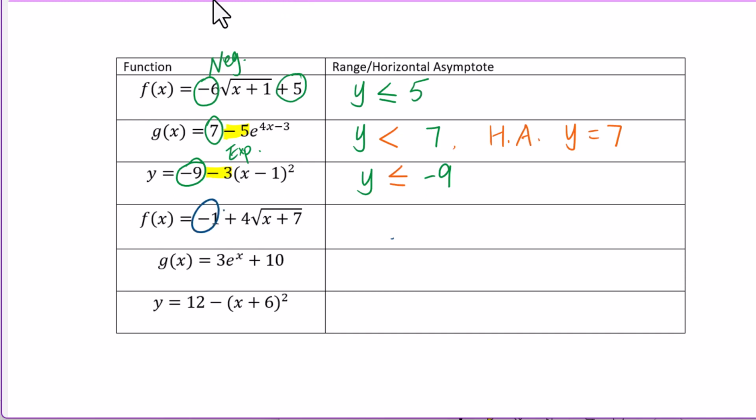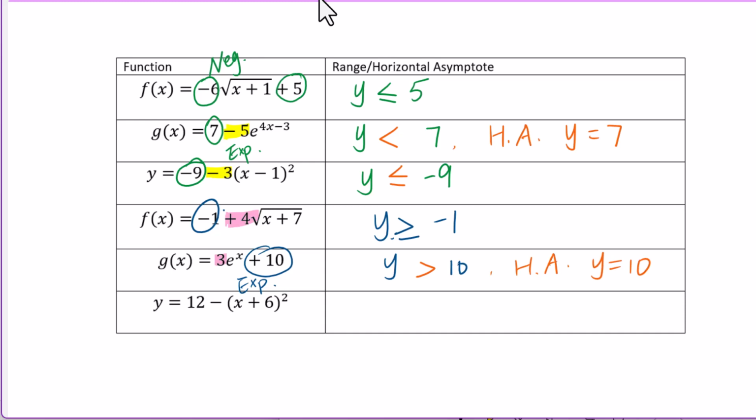Next question, negative 1 is the constant number. Since this is positive, we get y greater than or equal to negative 1. Exponential function. The constant number is 10. Since 3 is positive, y greater than 10. The horizontal asymptote line is y equals 10.